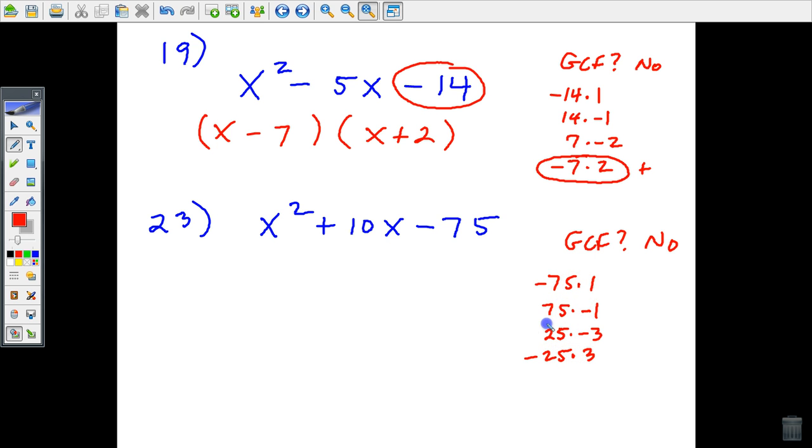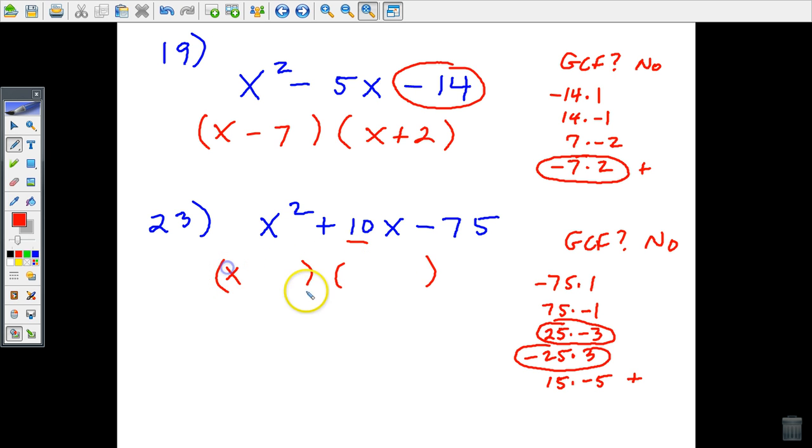Okay? For example, if I add these two factors together, that would be positive 22. This would be negative 22. Obviously, I got negative 74, positive 74, so I got to keep looking. Okay, well, what about 15 times negative 5? That equals negative 75, and then if I were to add these together, 15 plus negative 5, that equals 10. So I found the combination.